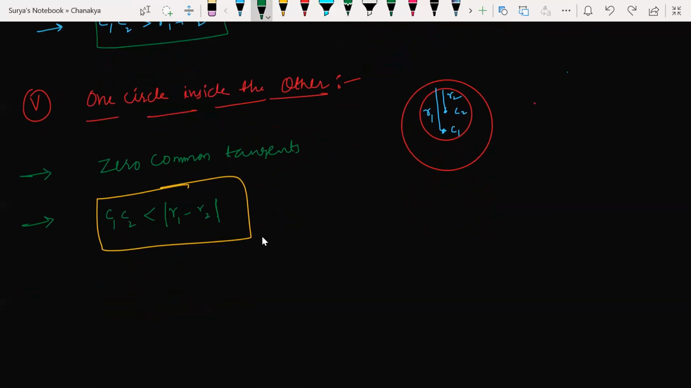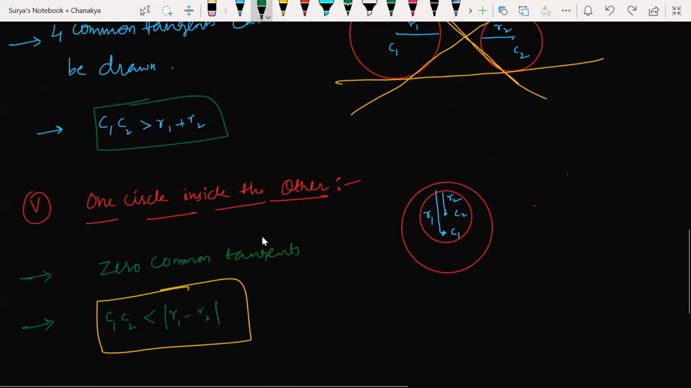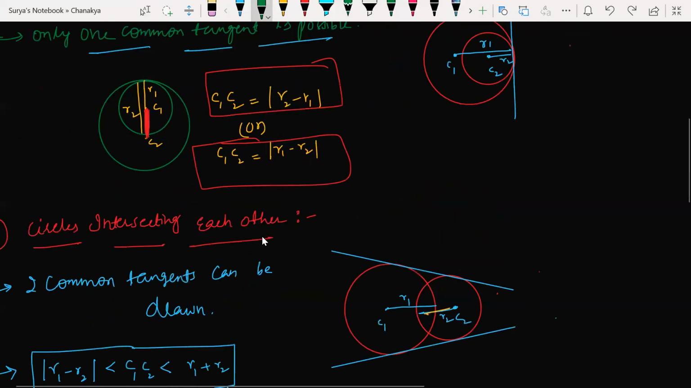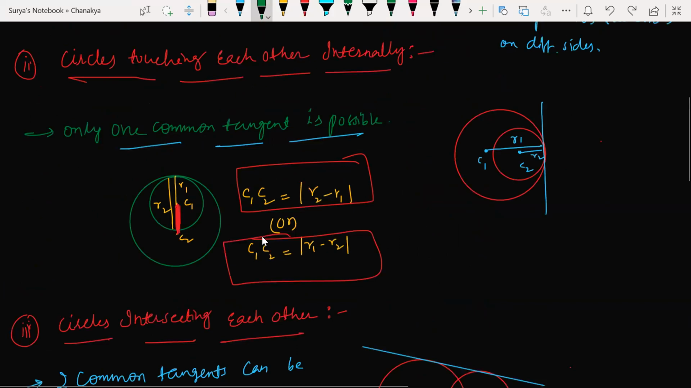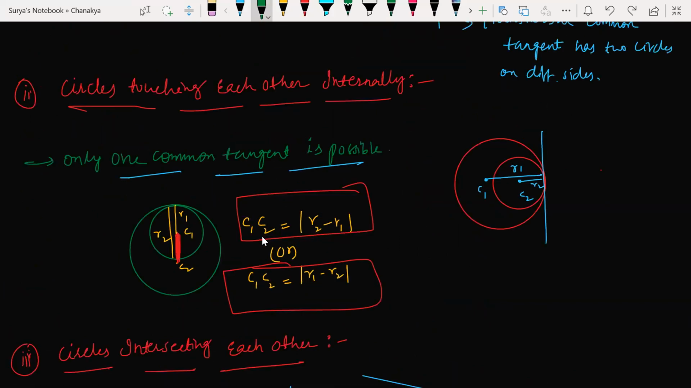Guys, shall we go for the questions? Please do remember these conditions. These conditions are very important. There is nowhere you can just remember this basically.